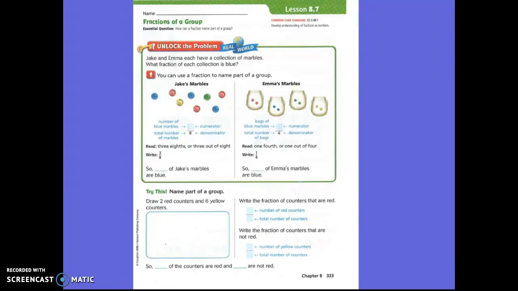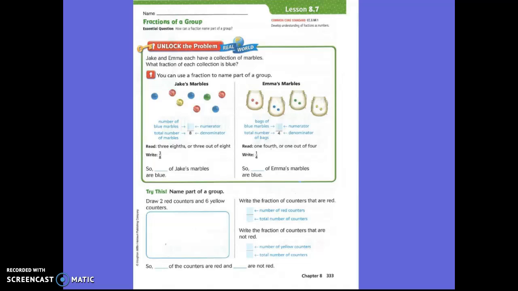All right. Let's read the story, please. Jake and Emma each get a collection of marbles. What fraction of each collection is blue? This is where you have to remember the bottom of the fraction and the top of the fraction. The bottom of the fraction is how many equal groups or equal parts, right? How many equal parts?